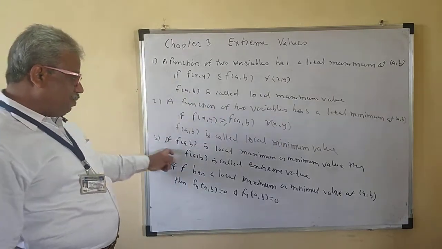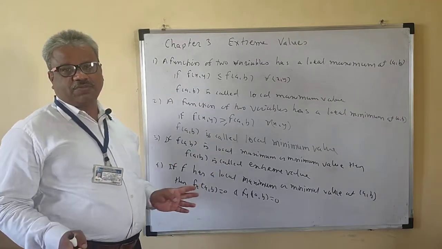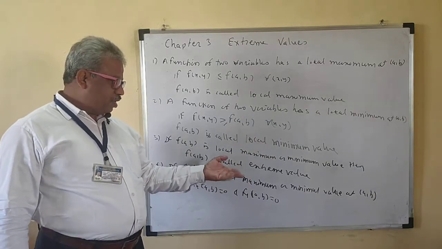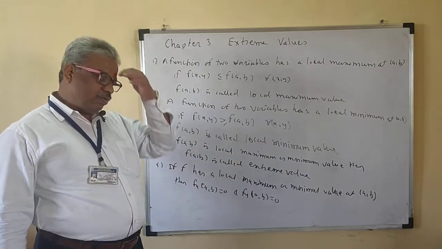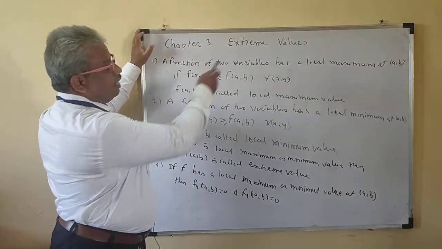And if f(a, b) is either a maximum value or a minimum value, then it is called an extreme value. F(a, b) is the local maximum or minimum value, and that is called an extreme value. That is the name of the chapter.